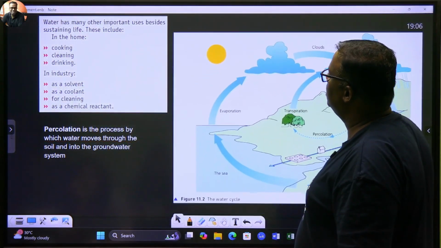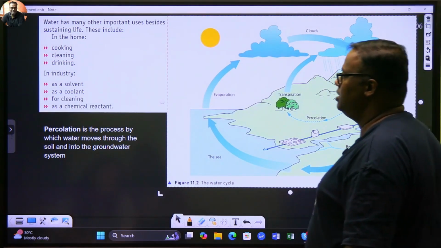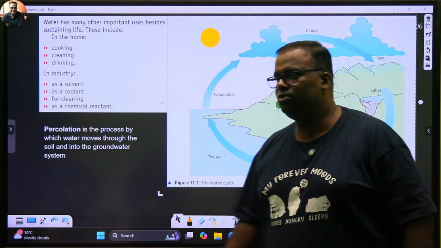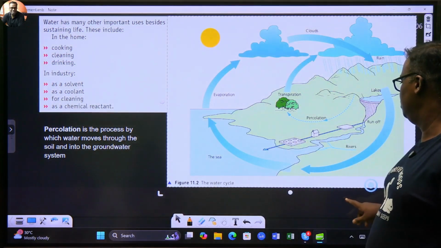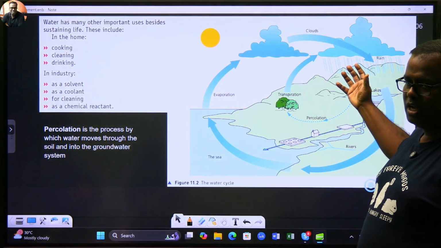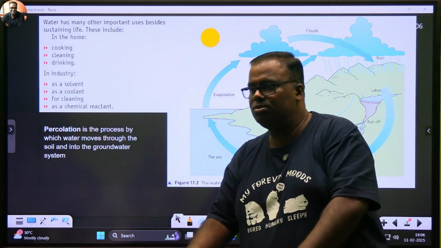Percolation is a new word that you'll see out here. Percolation means the process by which water moves through the soil into the groundwater system. All that you do, rainwater harvesting and everything that you talk about now, it's all about percolation. Suppose you have a water body, and from that water body, water has gone into the ground, and how it goes into the underground water level.